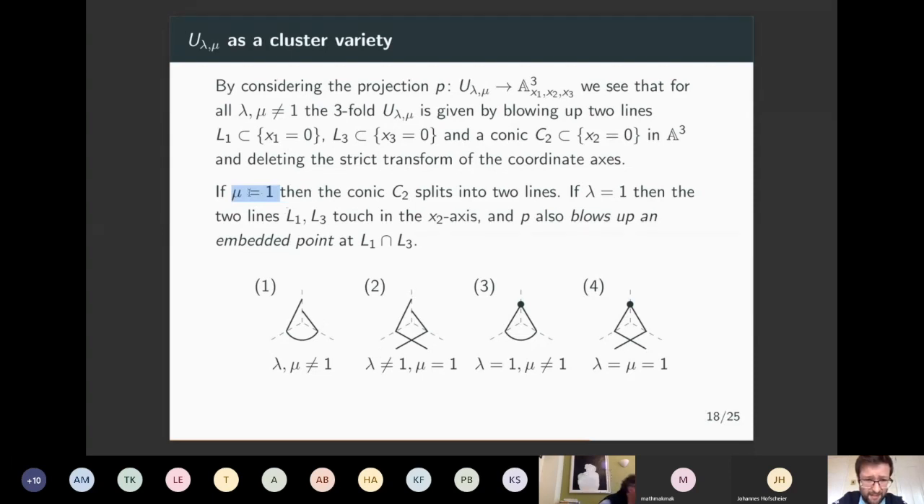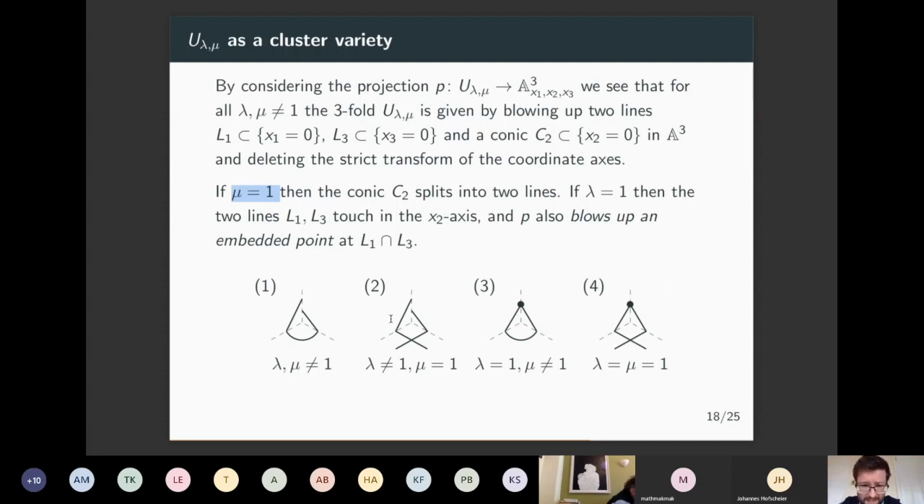If mu equals 1, that's the easiest thing, then the conic that I blow up splits into two lines, as we see at the base in picture 2. And if lambda is equal to 1, then the two lines that previously didn't touch suddenly touch in the x-axis. And when I do this projection, P suddenly blows down a third divisor that gets contracted to an embedded point that lies in the intersection of these two lines. And if both lambda and mu equal 1, then both those things happen.